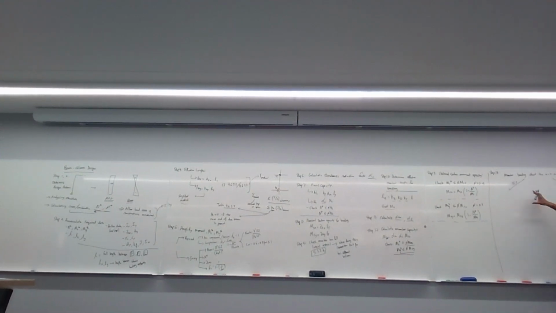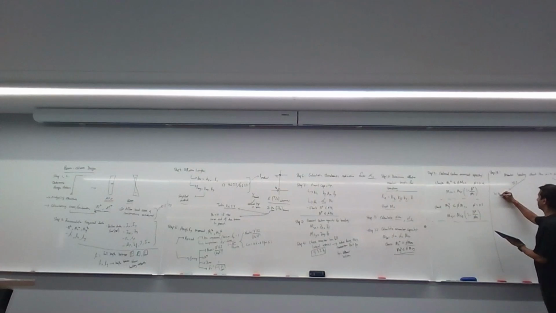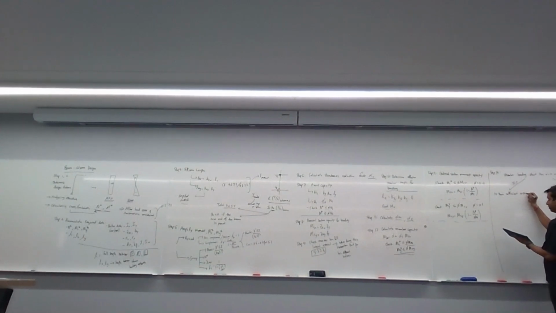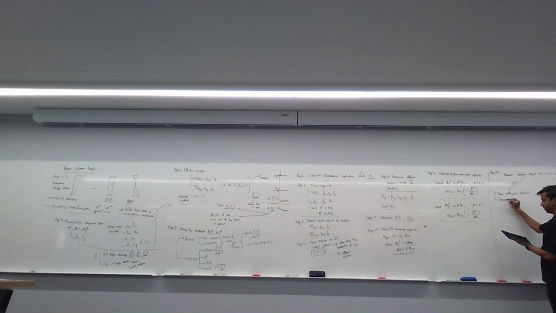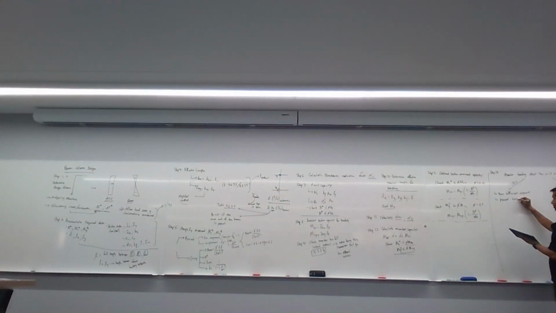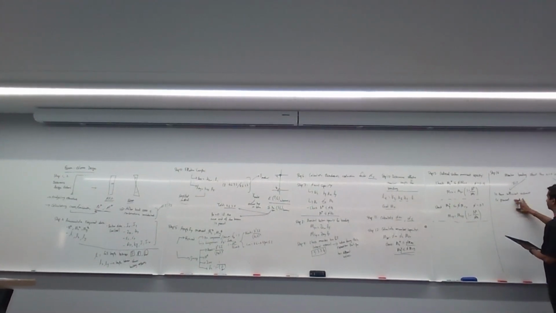Now, if your member is bending about the x-axis, then there's two checks that you've got to do. You first have to ask yourself, is there sufficient restraint to prevent torsional or lateral torsional buckling?